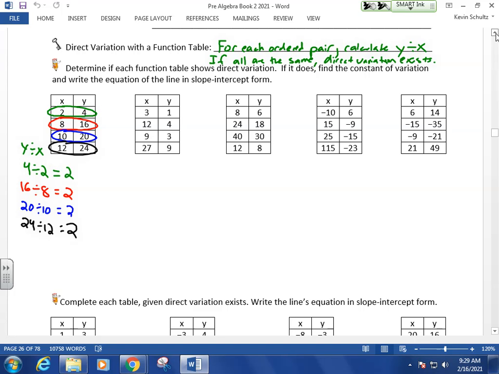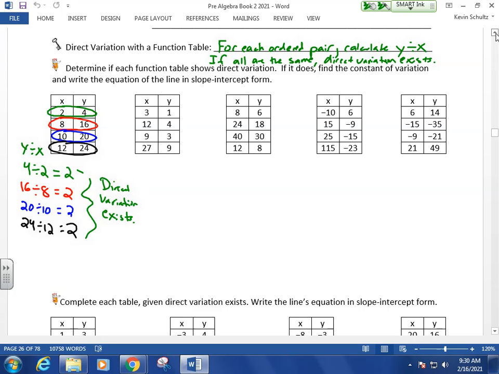So it says, for each ordered pair, calculate y divided by x. We just did that here. We went through all 4 of them. We took y divided by x for each of them. It says if all are the same, then direct variation exists. So because these 4 answers are all the same, yes, direct variation exists. Okay?